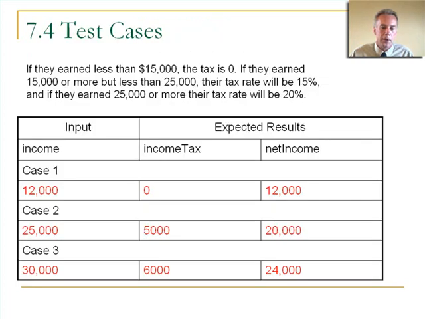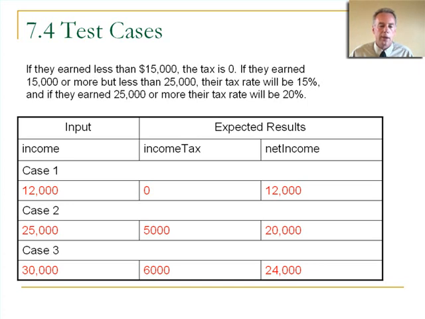So the next step, after we have what looks like a reasonable IPO diagram, is to make some test cases. So I took part of the spec onto this slide, and in a test case, you'll recall, we want to suggest what the user might enter as the inputs, and then say what the expected results would be given that input. So if the user entered 12,000, we would expect this program to calculate 0 income tax, and the net income is still 12,000.